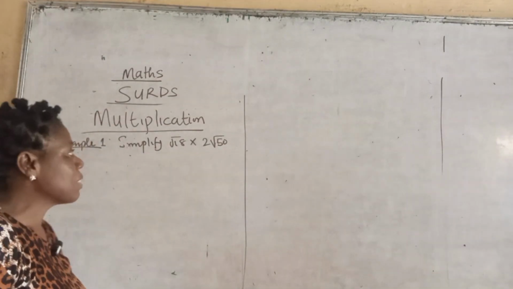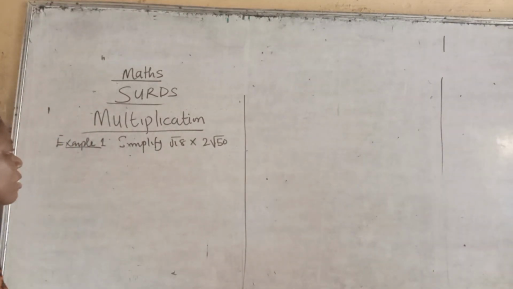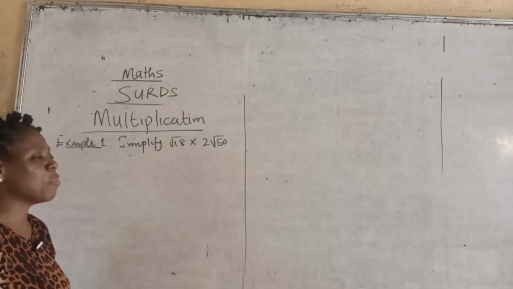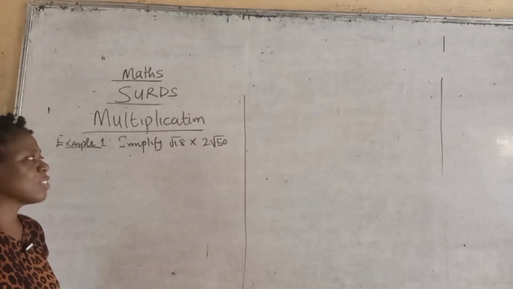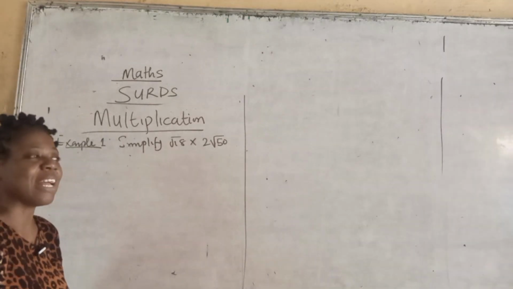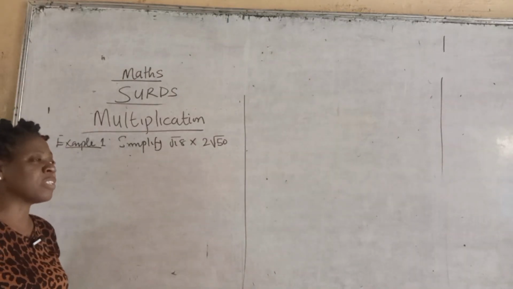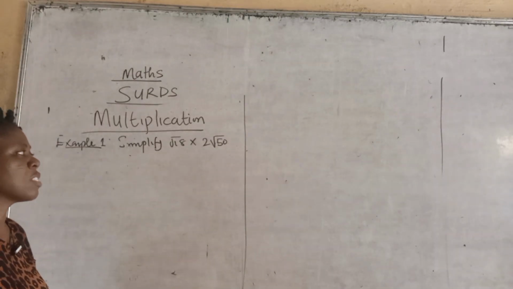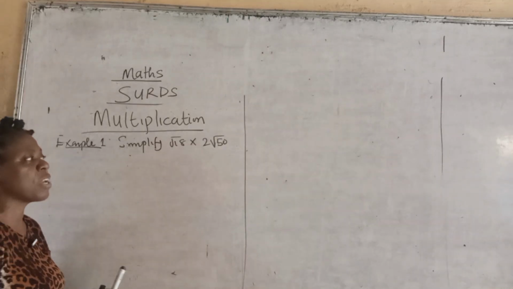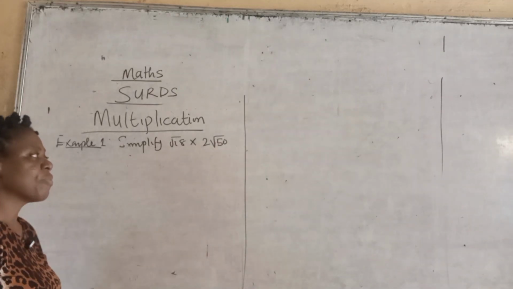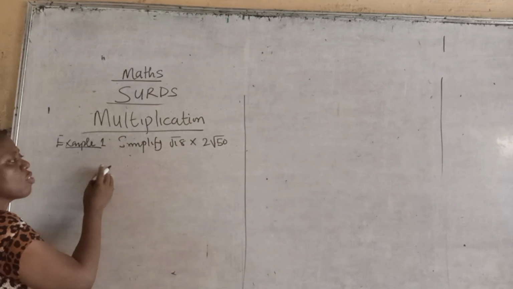Yes, we are looking at multiplication. And when you want to look at multiplication, it says number go for number and surd go for surd. You can simplify everybody before you do that, or you multiply at once. But the best way is to simplify for an easy working. So let's go for this.